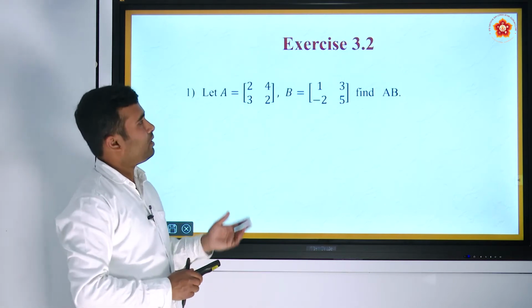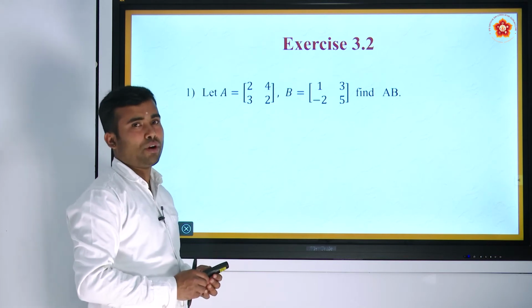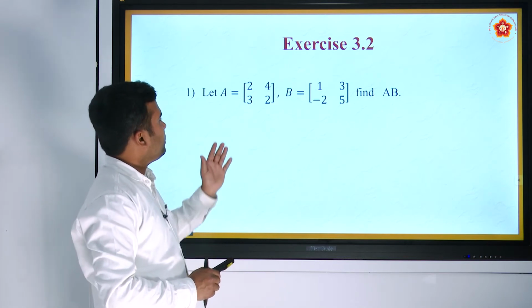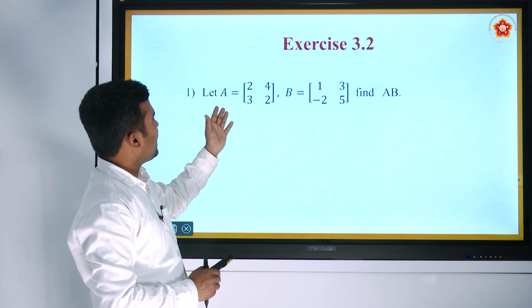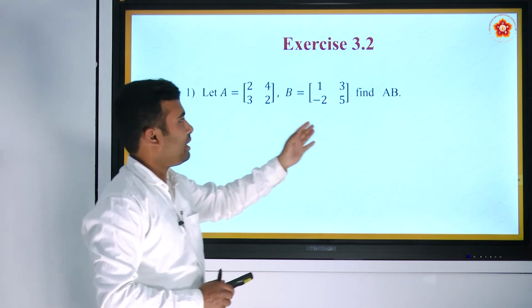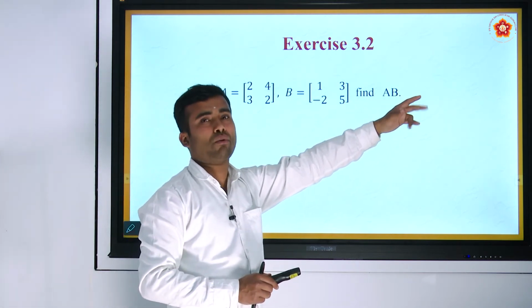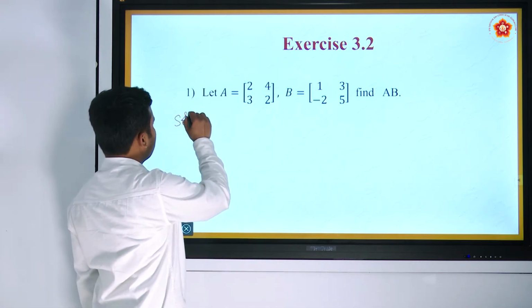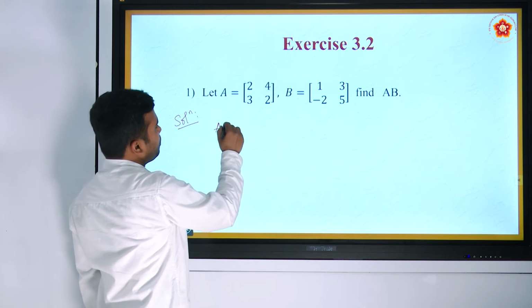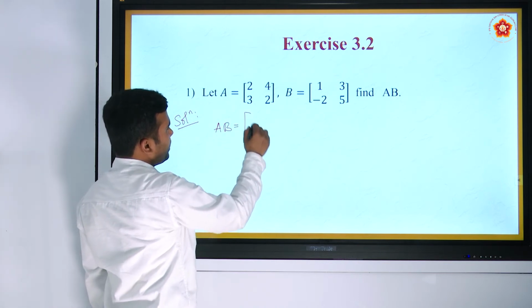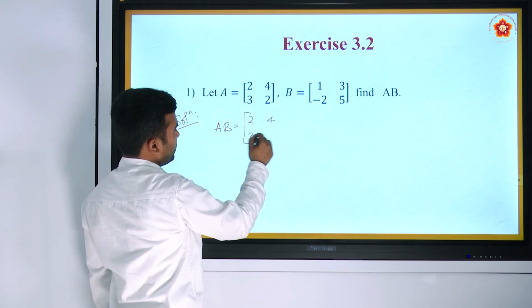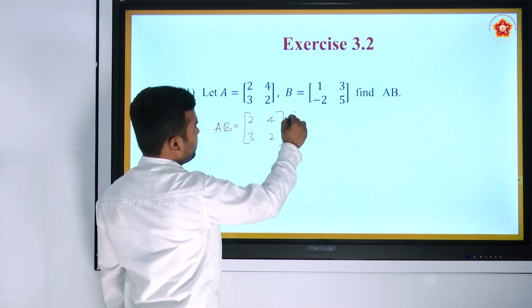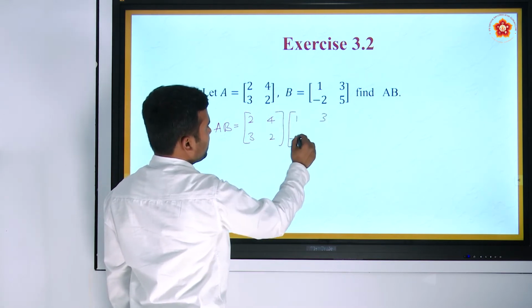Here we will start exercise 3.2, and in the example they have given A and B, and here we need to find its product AB. So let us find that. A into B is equal to, what is A? 2 4 3 2, and what is B? 1 3 minus 2 5.